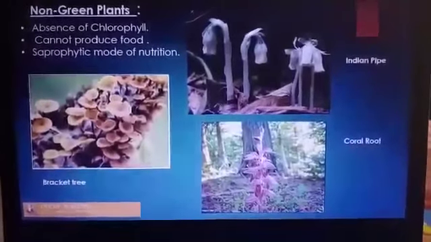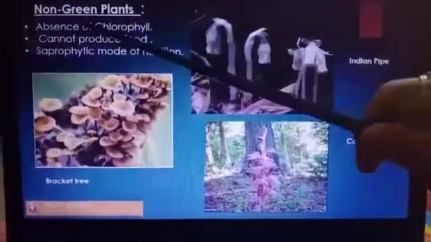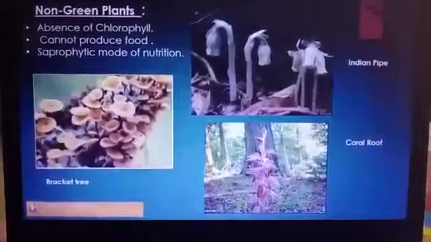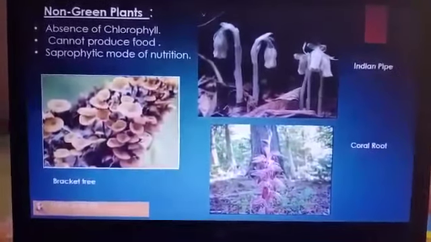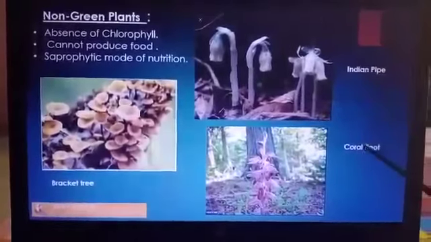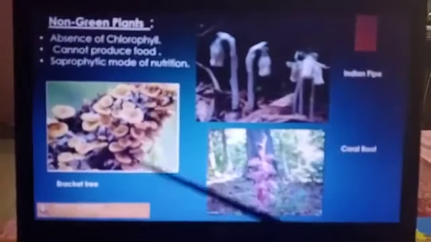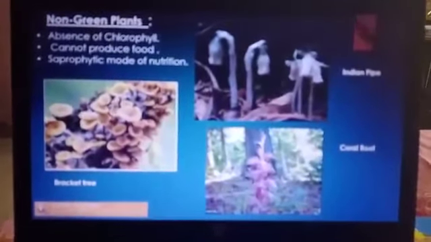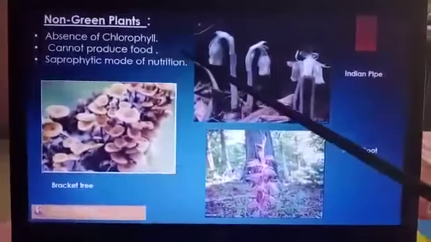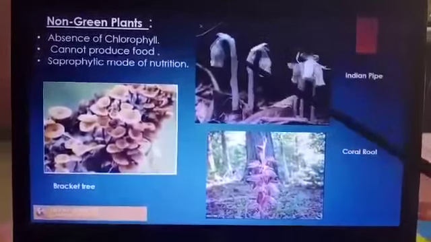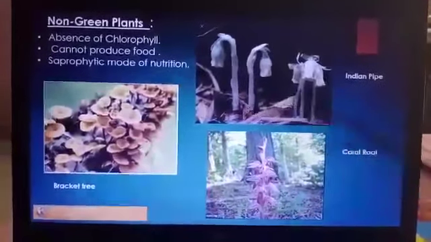Now coming to non-green plants, the first feature is absence of chlorophyll. That means you can very well see in the picture, chlorophyll is absent in these plants: Indian pipe, coral root, bracket tree. Second, they cannot produce their own food because, as I said earlier, they don't have chlorophyll. So in the absence of chlorophyll, they cannot make their own food.